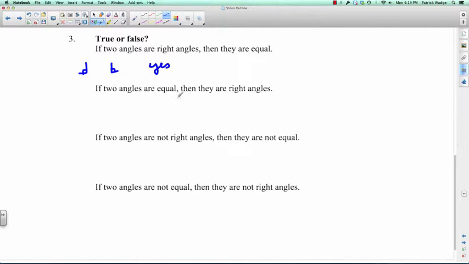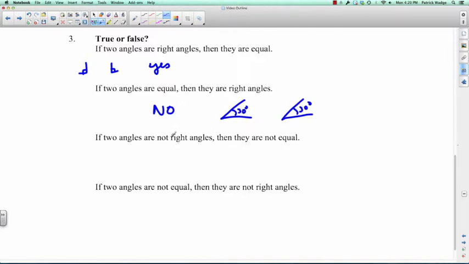If two angles are equal, then they are right angles. Well, these are equal, so does that mean all equal angles are right angles? No. You could have two angles. Here's an angle that's, I don't know, 30 degrees, and here's another angle that's 30 degrees. These angles are equal to each other, and they're not right angles, so this is a no.